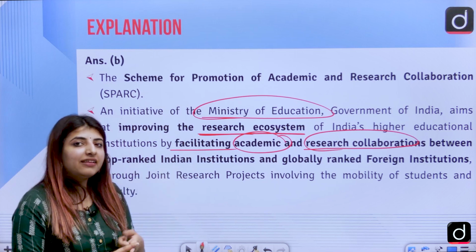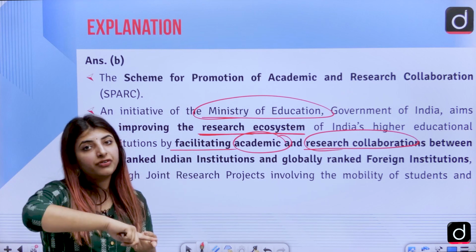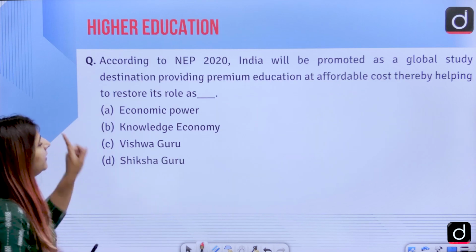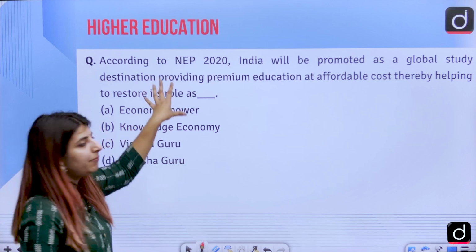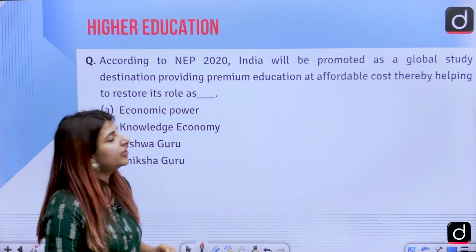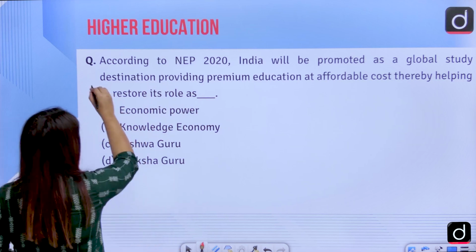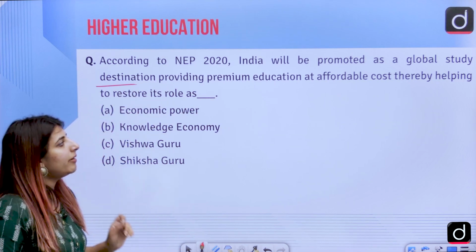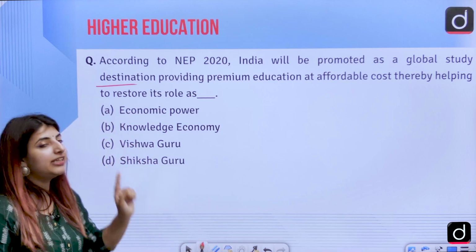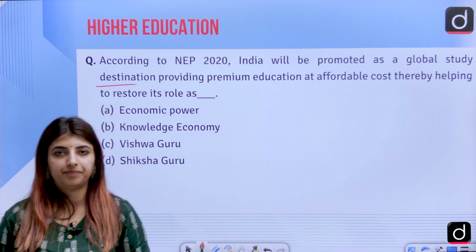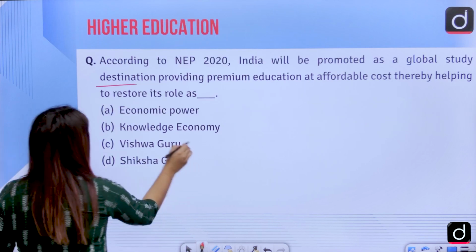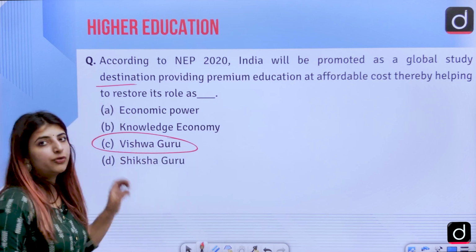So from that very thing, the research will be shifted or moved to some different perspective. Next question is, according to NEP, that is National Education Policy 2020, India will be promoted as a global study destination, providing premium education at affordable cost, thereby helping to restore its role as what? The answer to this question is option C, that is restore its role as Vishwaguru.